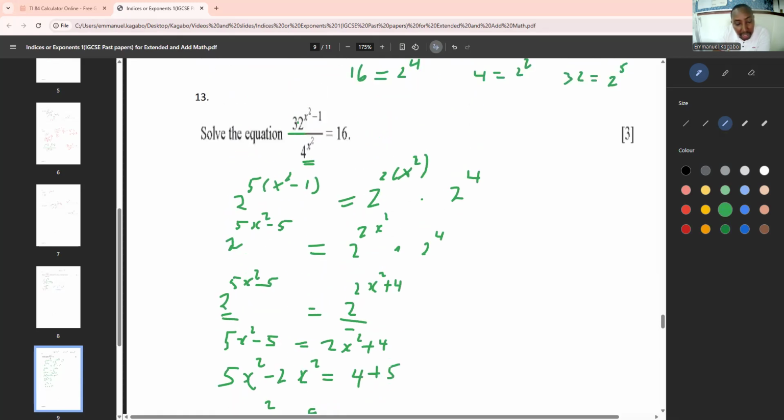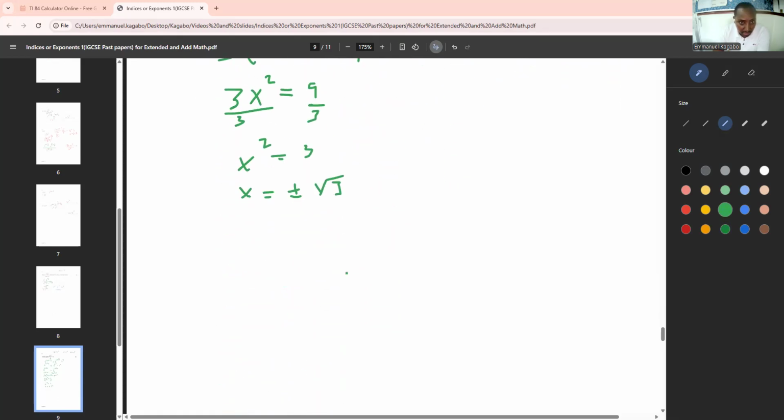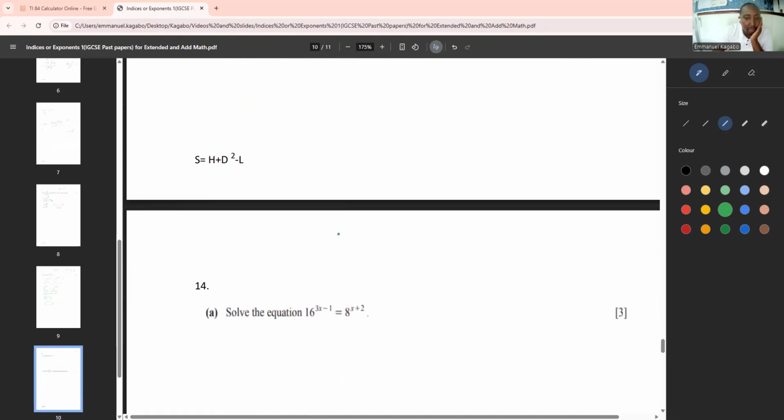I'm just checking if I didn't make any mistake. 5, yes, is okay. Then this is 2x squared. This will be plus 4. Yes. Okay, you check. Let me know in the comment.